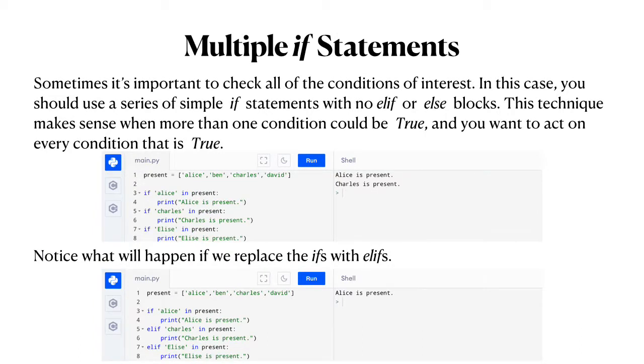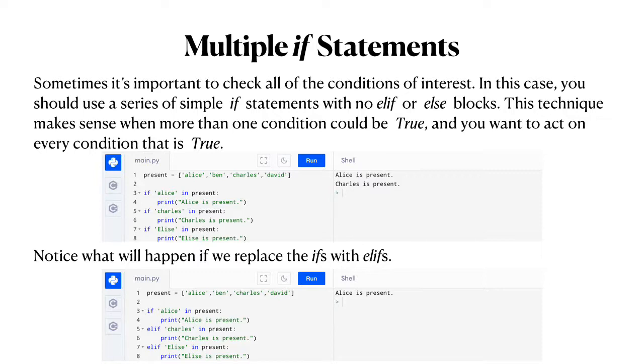Sometimes it's important to check all of the conditions of interest. In this case, you should use a series of simple if statements without any elif or else blocks. This technique makes sense when more than one condition could be true, and you want to act on every condition that is true. So, unsa man ni? Sa tanan natong mga previous examples, although multiple or daghan kay to sila nga mga if, elif, and else chains, no? Ato expectation is at least isa lang ang true aton latanan, no?